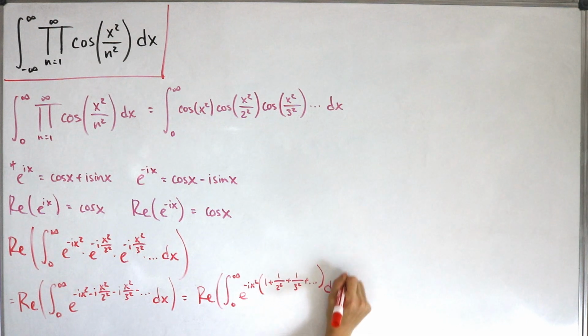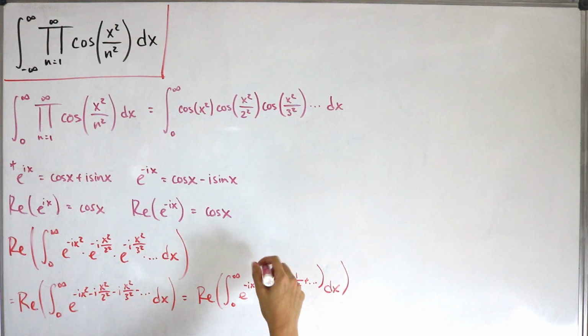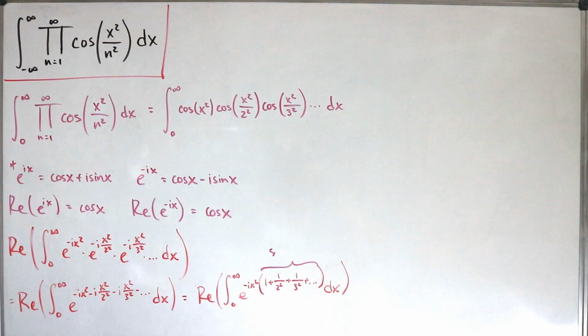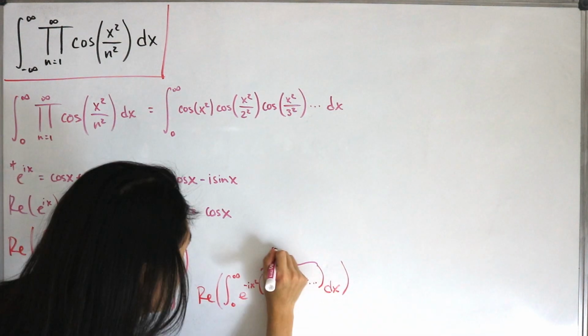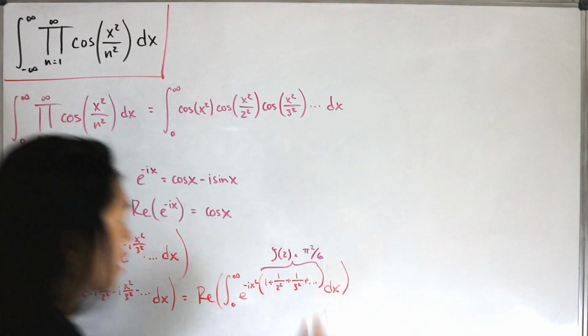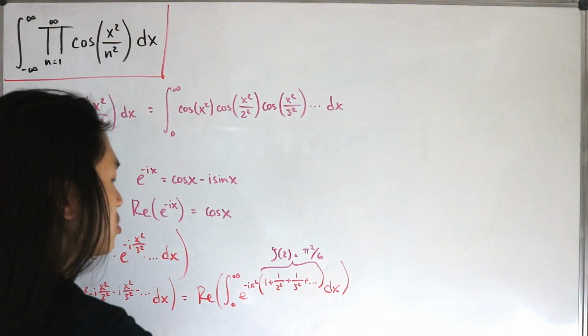So we have dx, close that off, and you'll notice that this is actually a nice infinite summation. This is what's known as Basel's problem, the Riemann zeta function evaluated at 2. We know that the Riemann zeta of 2 is equal to pi squared divided by 6. And so we can just replace that, and that makes the evaluation a little simpler.